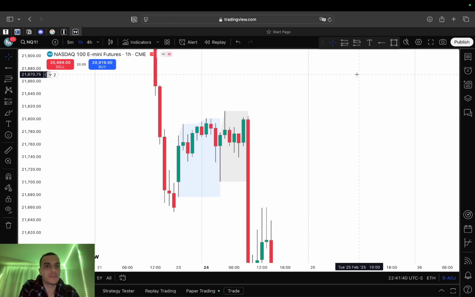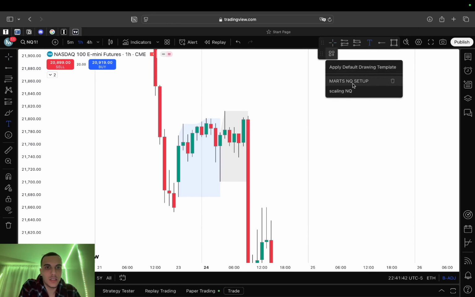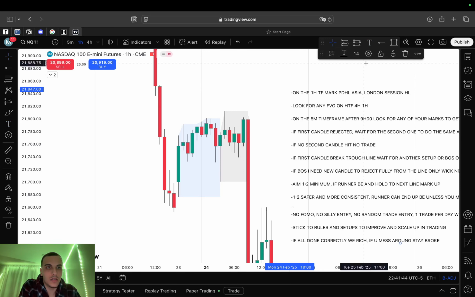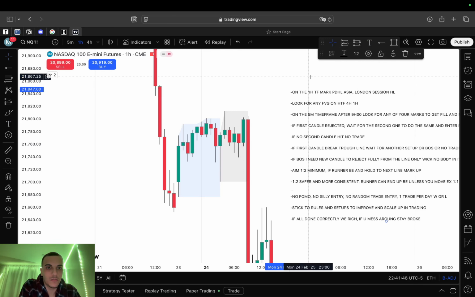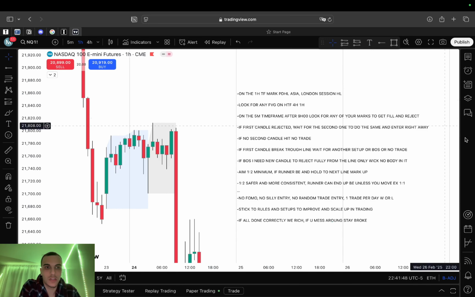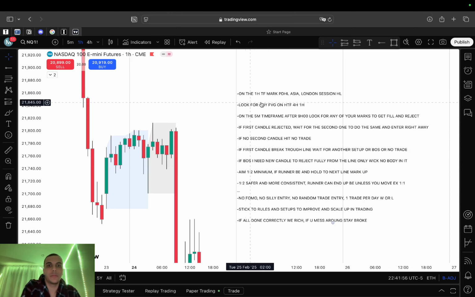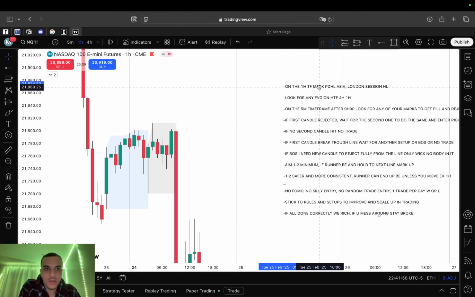Okay, now this is basically a summary of my trades. If you guys want to take a screenshot or a picture, it's here. All right, so basically what I'm doing on the higher time frame, let me put this right there.